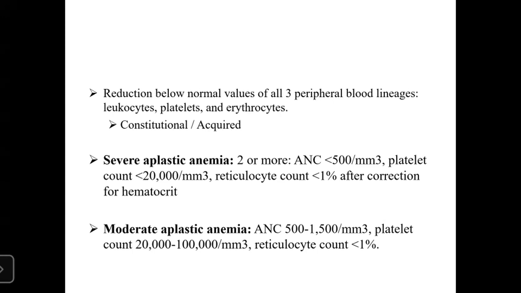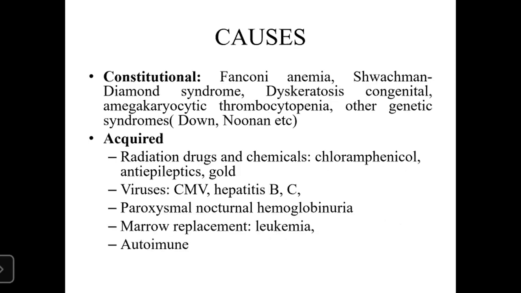Okay? Moderate aplastic anemia: if the absolute neutrophil count is 500 to 1500, platelet count is 20,000 to 1 lakh, and reticulocyte count is less than 1%, that is moderate aplastic anemia. So constitutional or genetic causes of aplastic anemia are Fanconi anemia, Shwachman-Diamond syndrome, dyskeratosis congenita, congenital megakaryocytic thrombocytopenia, and other genetic syndromes such as Down and Noonan syndrome.